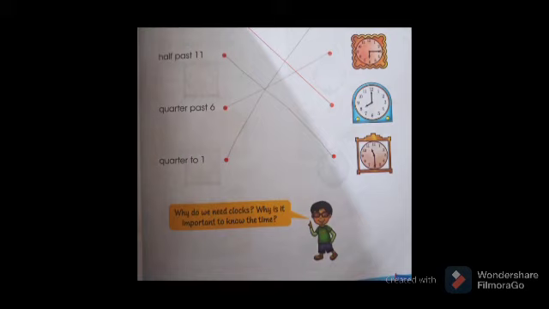Why do we need clocks? Why is it important to know the time? Think about it.